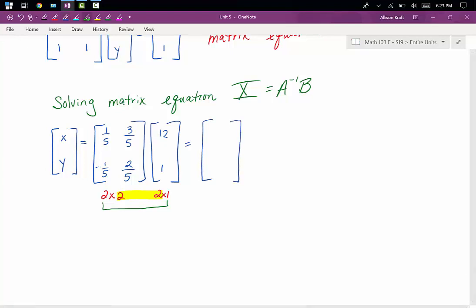Hopefully that's not a surprise to you, because this is what it's going to be equal to, which is a 2 by 1 as well. And now we just have to do the multiplication. I'm going to put A and B here because that's what we've been doing. However, you're welcome to just use the variables x and y there, since technically that's what we are equal to.